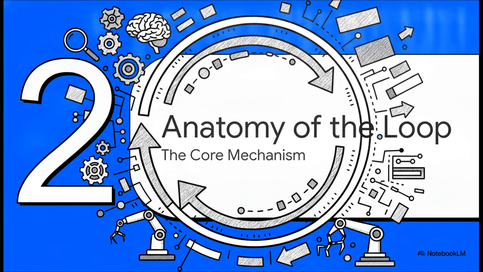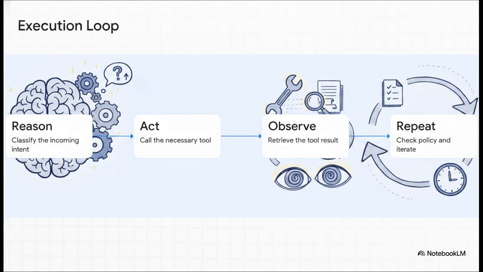Okay, moving right along to section 2, anatomy of the loop. We're going to tear apart the actual primitive mechanism sitting underneath every single functional AI agent. If you've ever heard of the ReAct pattern, this is literally it in action. Think about our customer support agent processing a user's message. First, it reasons. It classifies the intent of the incoming message as, say, a refund request. Second, it acts, maybe by calling an internal order lookup tool. Third, it observes, as the order record comes back and gets appended to its context. And fourth, it repeats, perhaps checking that requested refund against company policy before finally drafting a reply.